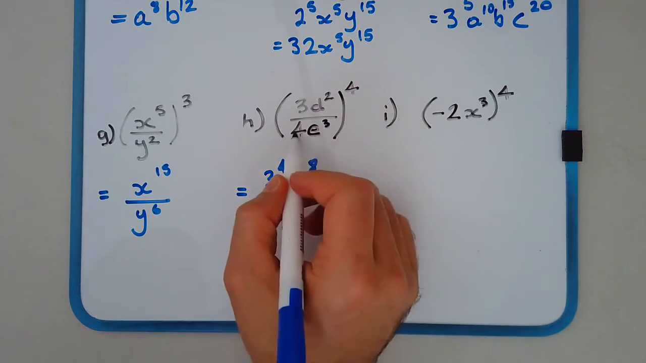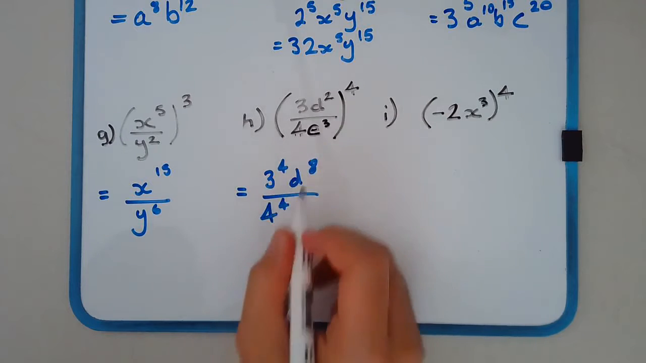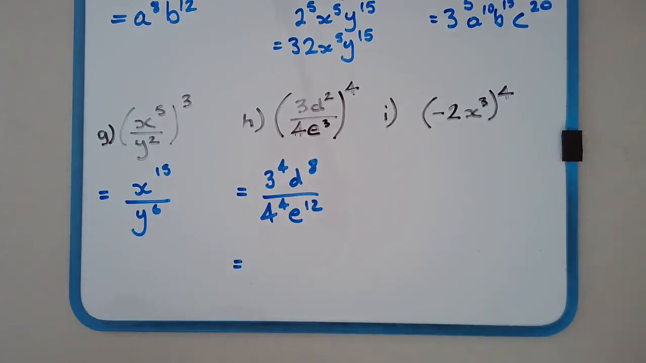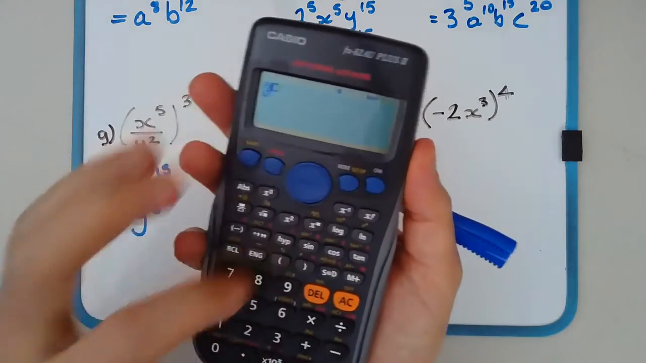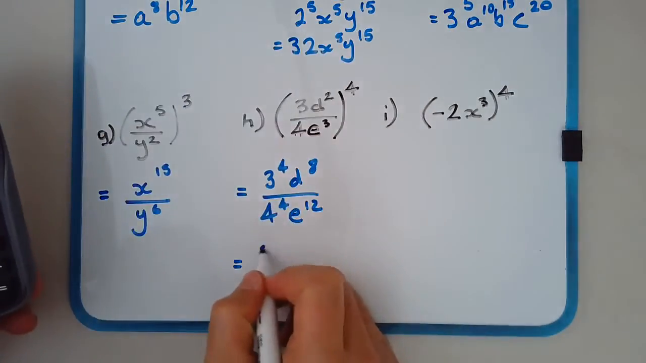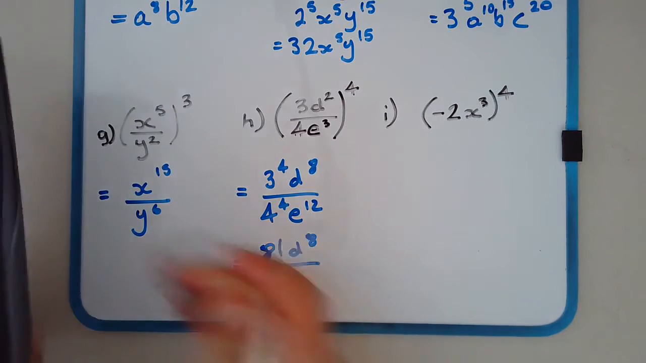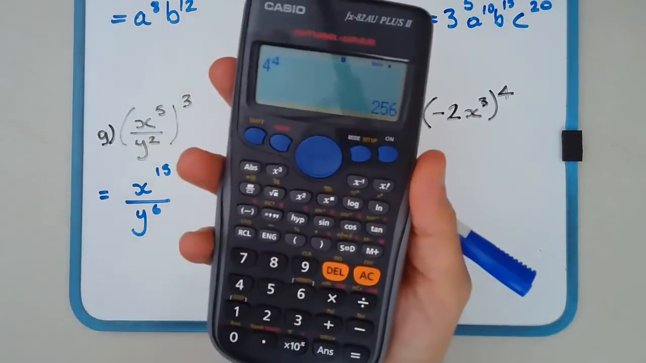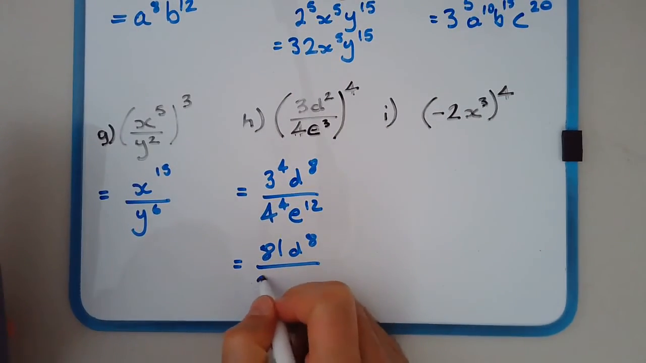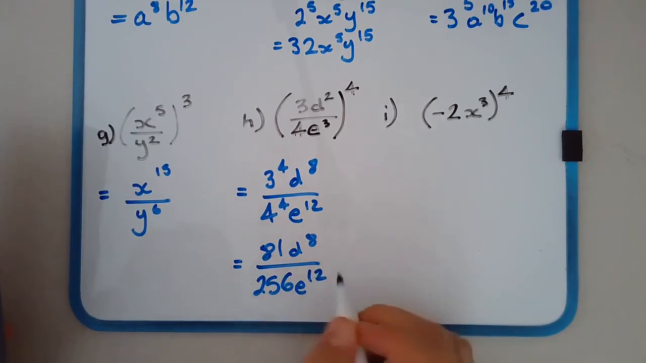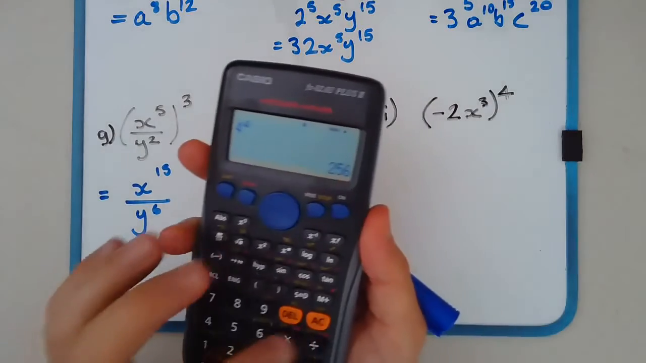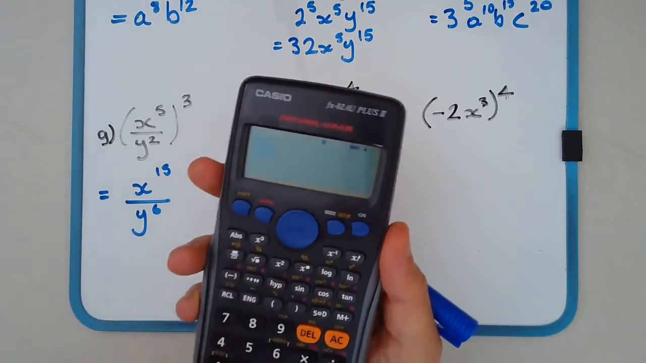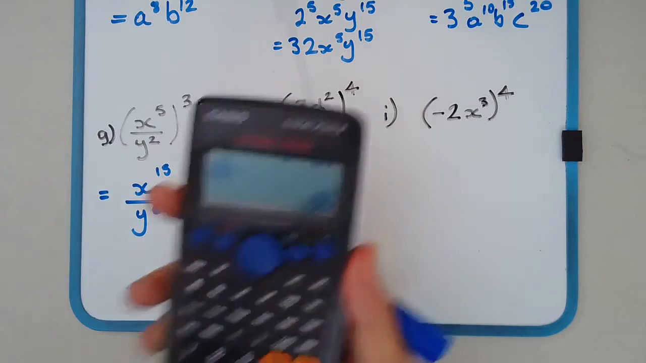Now, for the denominator, 4 to the power of 4, e cubed, all to the power of 4, that's e to the 12. Now we can simplify that. So 3 to the power of 4 is 81. d to the 8. And 4 to the power of 4 should be 256. Yep. e to the 12. And you can't simplify that fraction. So if you wanted to just check that, type it into your calculator and check to see that the calculator can't simplify that fraction any further.